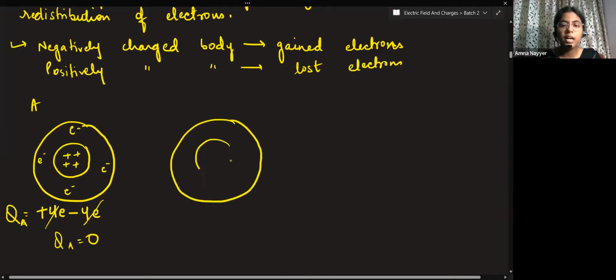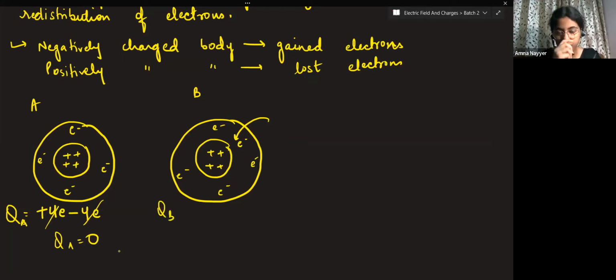Now if I take another example, I'm taking the same example, but this is a body B with these electrons and the positive charges present. Now I have added an electron over here. Now tell me what is QB. All of you, respond. What is QB now? Similarly, calculate in this way only. For electrons, for negative charges, take it as minus, and for positive, take it as plus, and do simple mathematics.